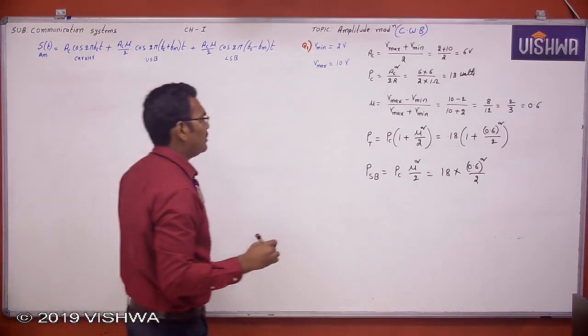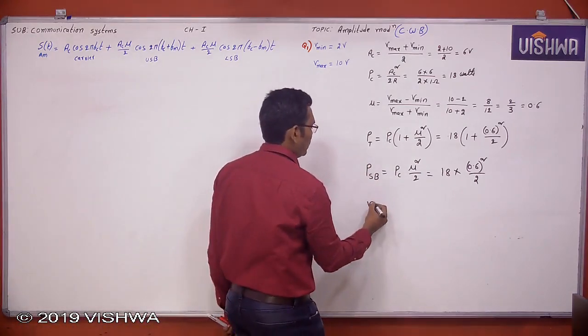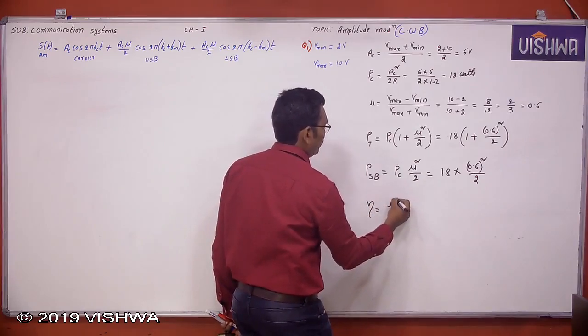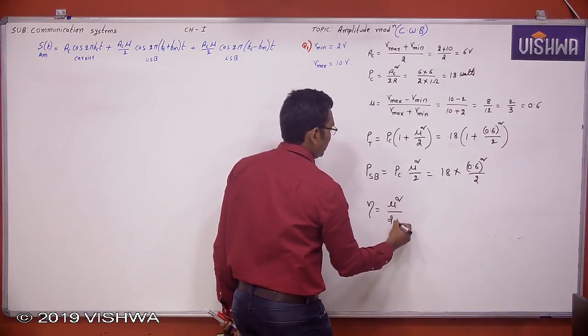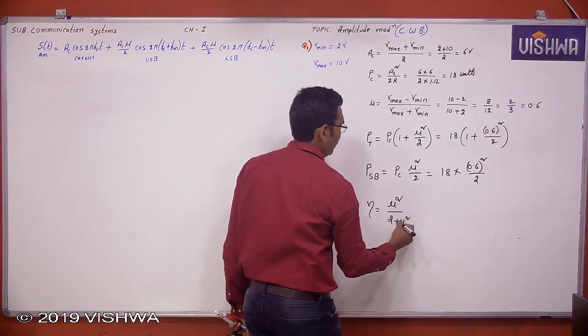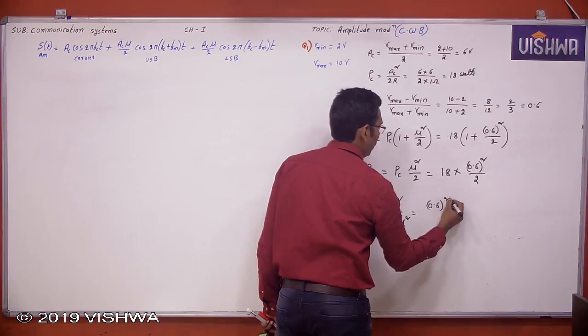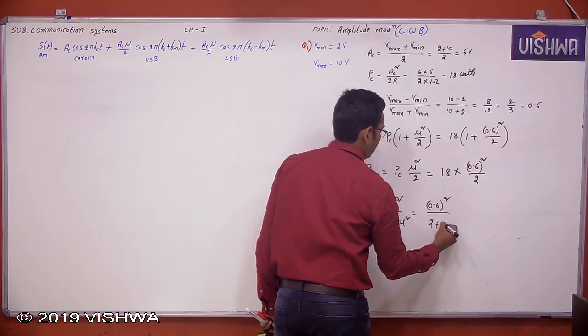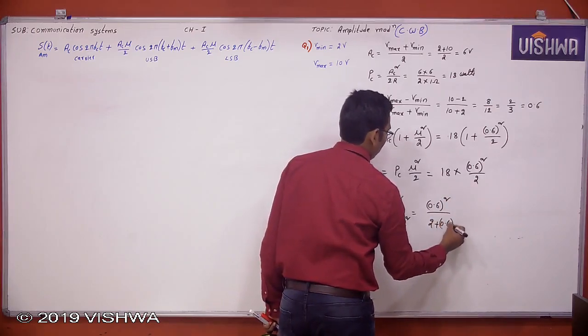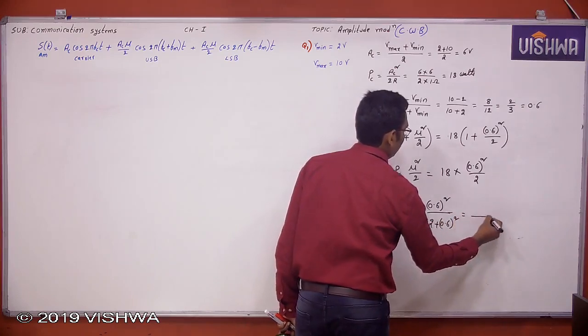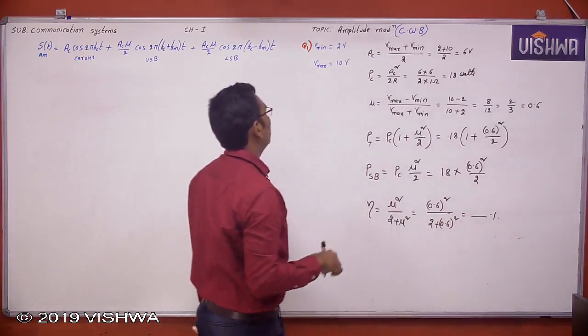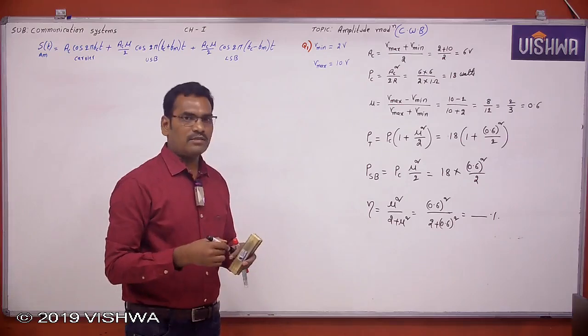And he may ask also efficiency. What is efficiency? Efficiency equals mu square by 2 plus mu square. If he is asking, you can find this one also, because mu is also available: 0.6 whole square by 2 plus 0.6 whole square. Everything is expressed in terms of percentage. All powers. This is question number 1 in our classroom workbook. Okay, no doubt.